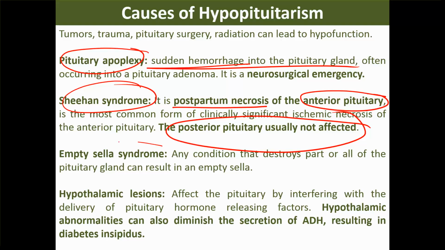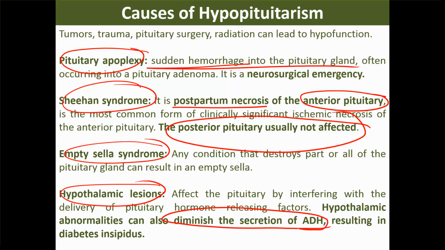Now coming to the empty sella syndrome, in the sella, in the MRI you will see no pituitary gland. Okay, it is a serious condition. And now coming to hypothalamic lesions, there are some tumors in the hypothalamus or tumors surrounding the hypothalamus that can destroy the hypothalamus. They end up with serious deficiency of ADH, resulting in diabetes insipidus.